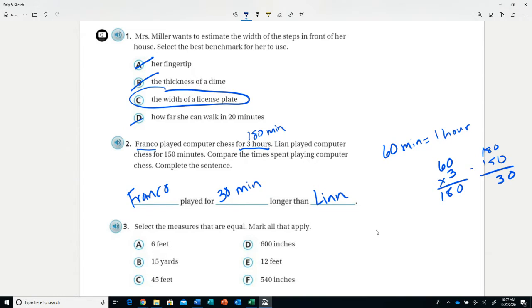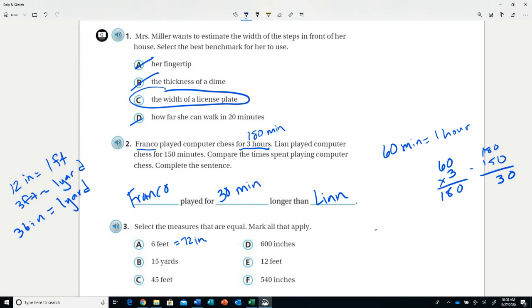So if I'm looking at inches, feet, and yards, I'm going to put some quick conversions here. 12 inches to a foot, 3 feet in a yard, also 36 inches to a yard. And we'll see if I need any more. So 6 feet, I know a foot is 12 inches, so I'm going to convert this to inches and say that 6 times 12 is 72 inches.